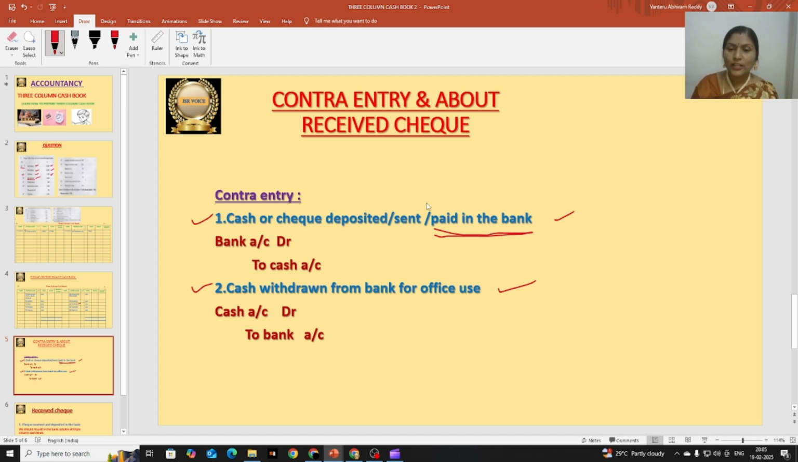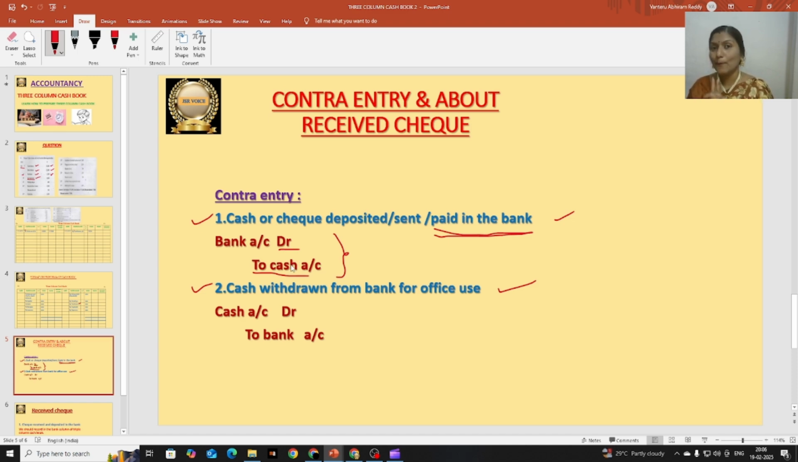Hope this is clear. So here we identified that this is a contra entry, but contra entries will be posted in the 3-column cash book with the help of the journal entry. What is the journal entry? Bank account debit to cash account. So this "to cash" we have to record on the debit side. Where do we write "to" in the 3-column cash book? Debit side only. We should start with the word "to". So this to cash account we should write on the debit side, and credit means it will appear on the credit side.